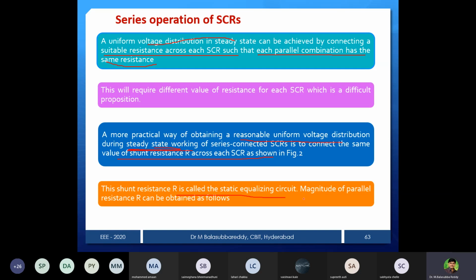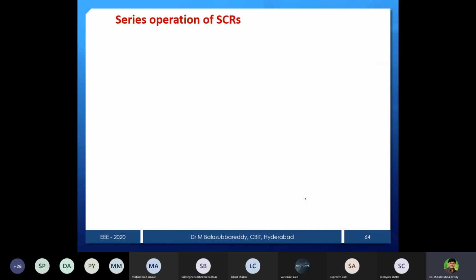One is under steady state condition, we require one circuit, that is a static equalizing circuit. Another one, during dynamic condition, means during turn on and turn off, we require one operation, that is a dynamic equalizing circuit. We need to consider one is static, another one is dynamic.